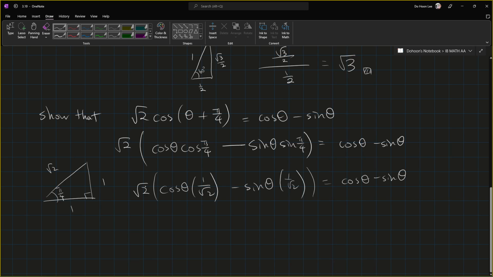You can distribute square root 2 onto both terms. We get cos theta minus sine theta equals cos theta minus sine theta. And now we know that the left-hand side equals the right-hand side, and we've shown that they're equivalent.